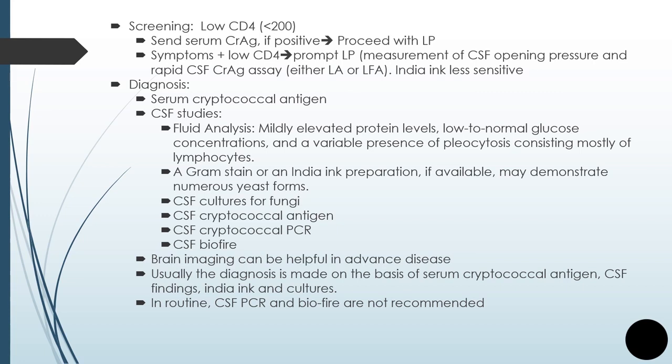Brain imaging will be helpful in diagnosing the advanced disease, and it may show cryptococcus, multiple ring enhancing lesions disseminated in white matter. Diagnosis is made on the basis of signs and symptoms, low CD4 count, and presence of serum cryptococcal antigen, CSF findings, India ink, and cultures.